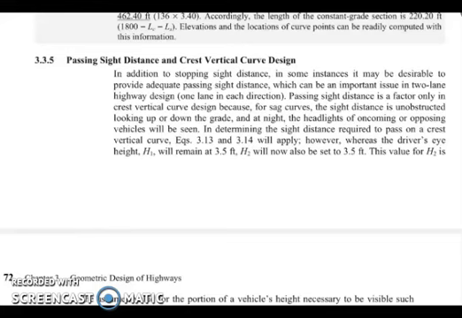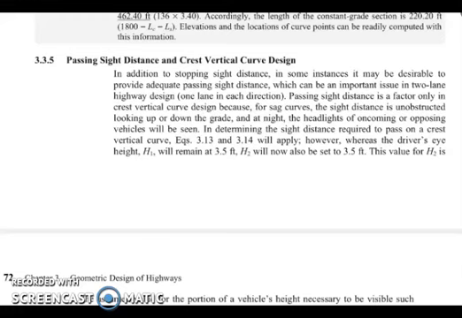Okay, let's move on to passing sight distance and crest vertical curve design. In addition to stopping sight distance, in some instances it may be desirable to provide adequate passing sight distance, which can be an important issue in two-lane highway design. Passing sight distance is a factor only in crest vertical curve design, since for the sag vertical curve, the sight distance is unobstructed looking up or down the grade, and at night the headlights of oncoming or opposing vehicles will be seen.